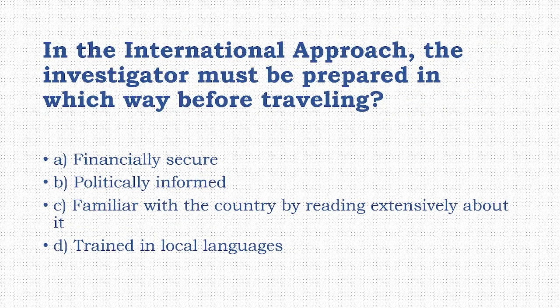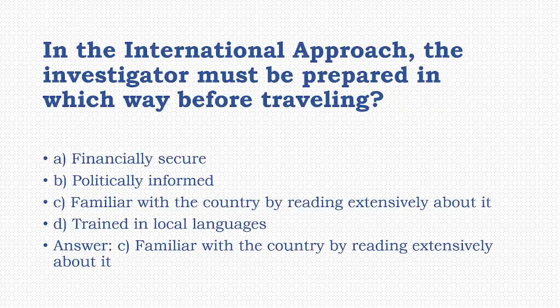Next, in the international approach, the investigator must be prepared in which way before traveling? Options: financially secure, politically informed, familiar with the country by reading extensively about it, trained in local language. Answer of this question is option C, that is familiar with the country by reading extensively about it.